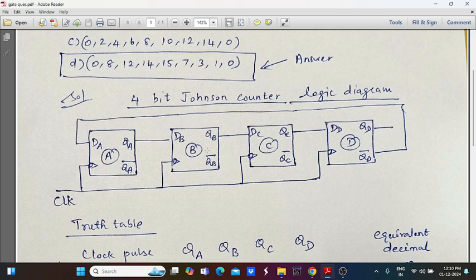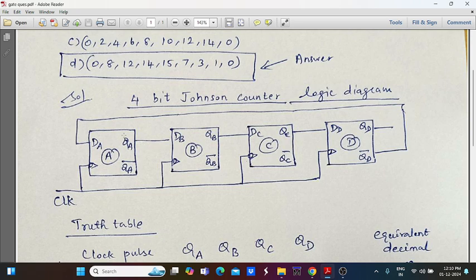So the concept of this Johnson counter is that each and every D flip-flop has a synchronous clock pulse. That means the same clock frequency signal is given to every flip-flop. All flip-flops have the same clock frequency, and the output of each flip-flop is connected with the input of the next flip-flop. So simply we can say it is connected in cascade form.